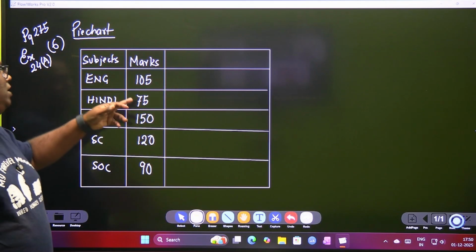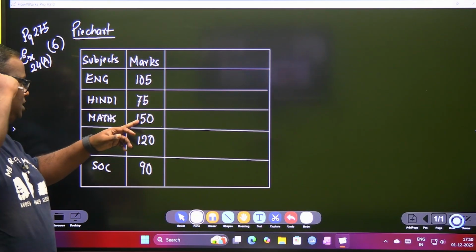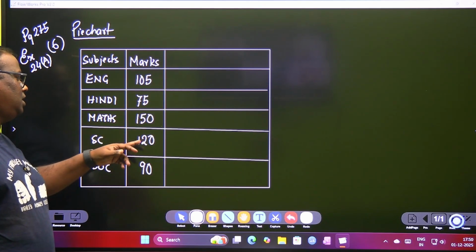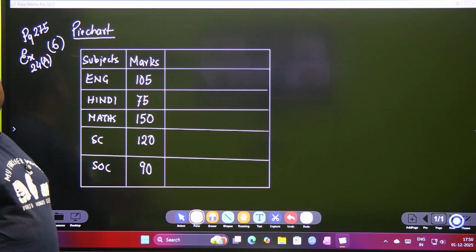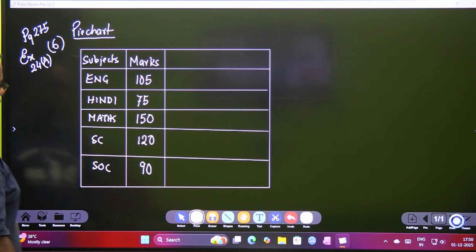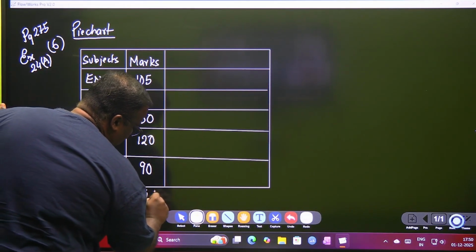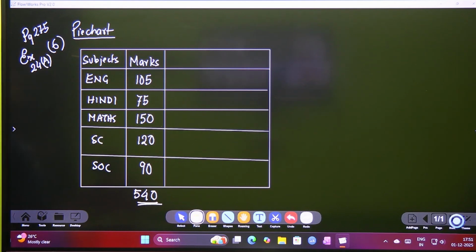So 105 and 75 makes it 180, 180 and 100, 280, 280 and 50 makes how much? 330, 330 and 100, 430, 450, 450 and 90 will make it 540. This total is required. So first calculate your total. This is 540. Okay, 540 is done. Very good.